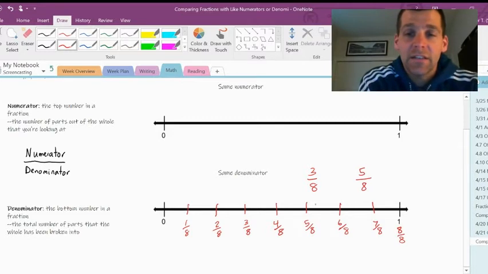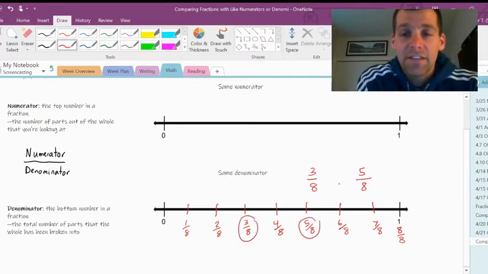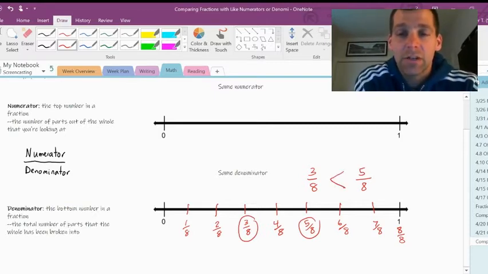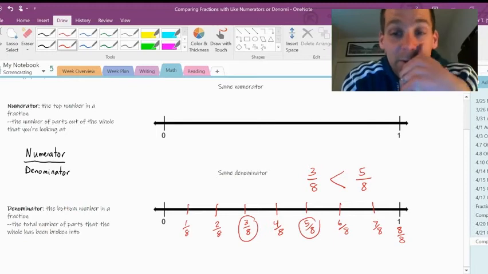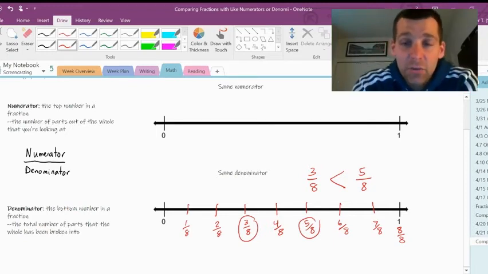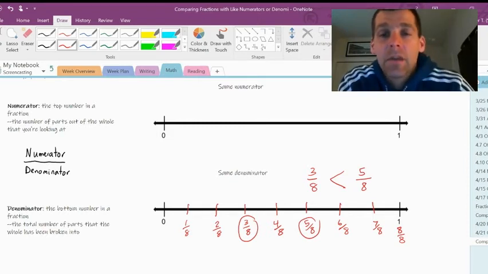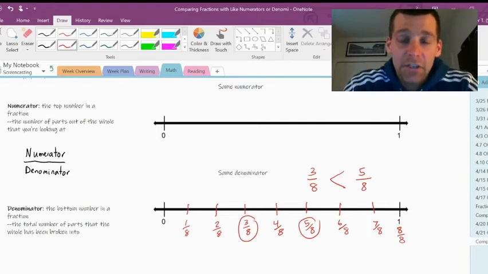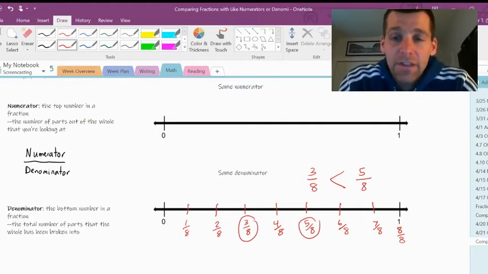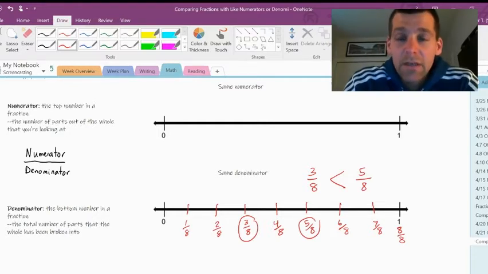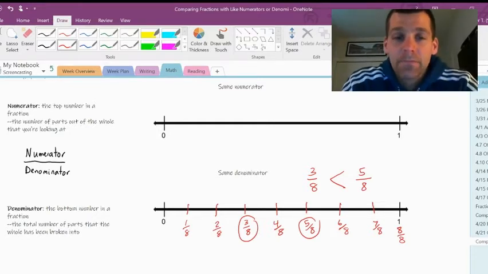Here again, I can see that 5/8 is here and 3/8 is here. 5/8 is clearly closer to 1, and I would make the symbol where the point is at the 3 out of 8 with the open side towards 5/8. It would say 3/8 is less than 5/8. So any way that you're looking at it with the denominator, the number that has more parts in the numerator is going to be the one that is larger.